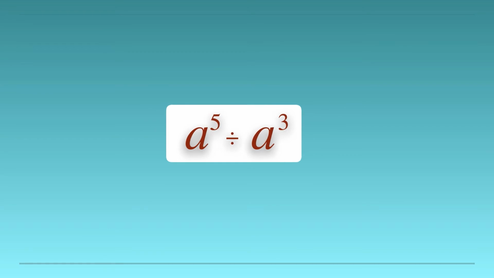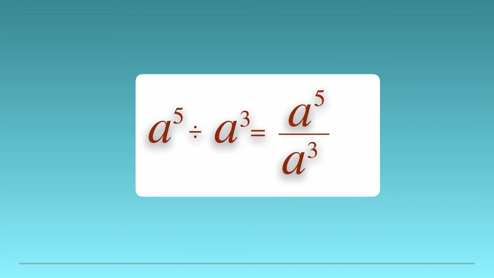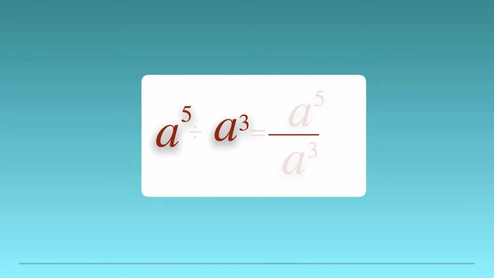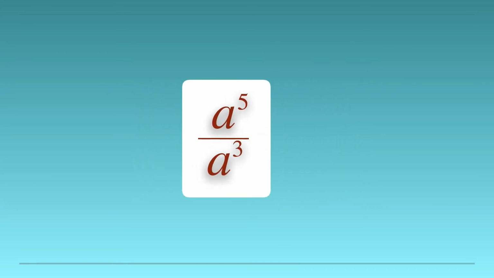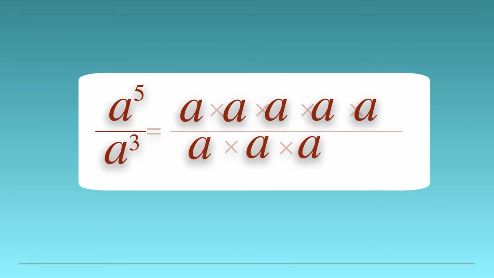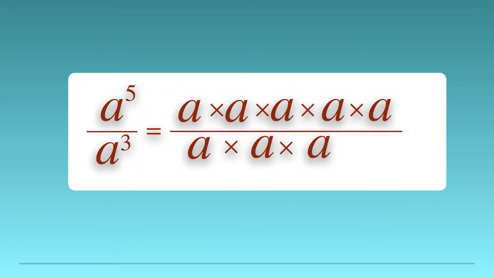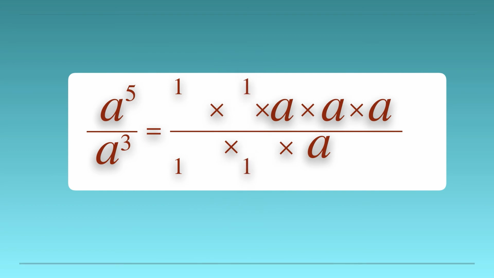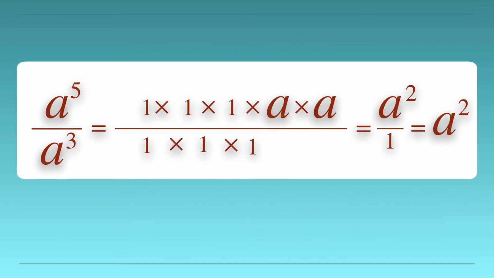Another way to express this division is as a fraction. A to the power of 5 divided by a to the power of 3 is equivalent to a to the power of 5 over a to the power of 3. Note that a to the power of 5 means multiplying 5 lots of a's and a to the power of 3 means multiplying 3 lots of a's. 3 of the a's from the numerator then cancel with 3 a's from the denominator, which leaves only 2 a's in the numerator. This is now equivalent to a squared.